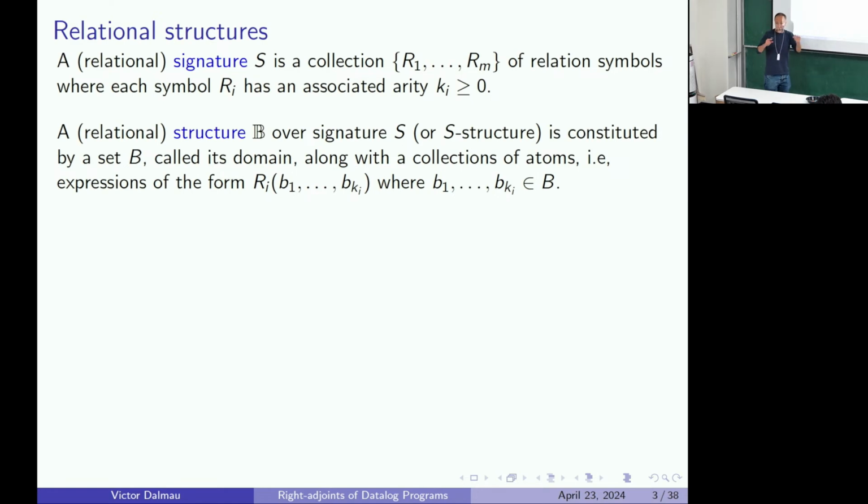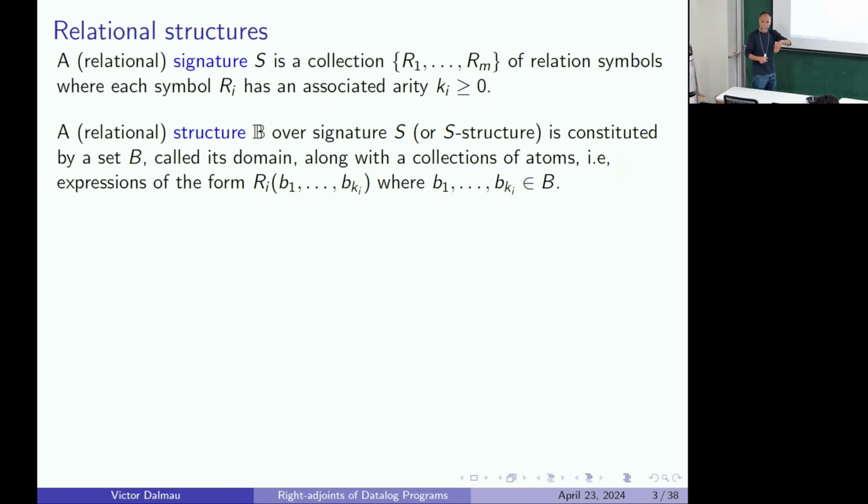Edges are just binary relations. The relations might have any arity. So R1 might be just a collection of edges, R2 might be a collection of triples, and so on and so forth. So that's relational structures. Now, to be formal.